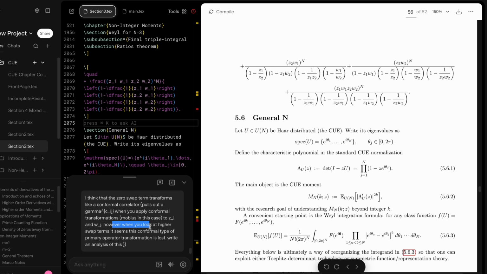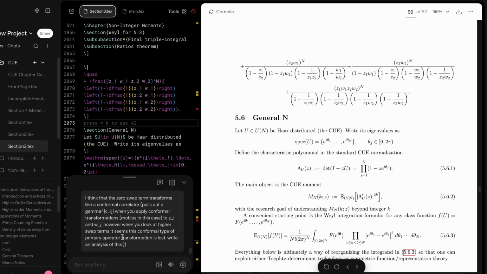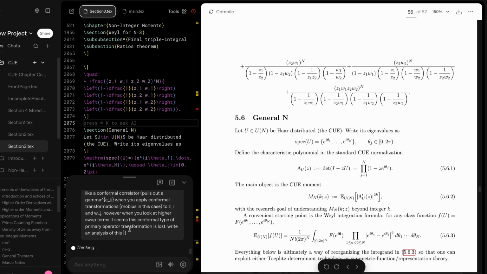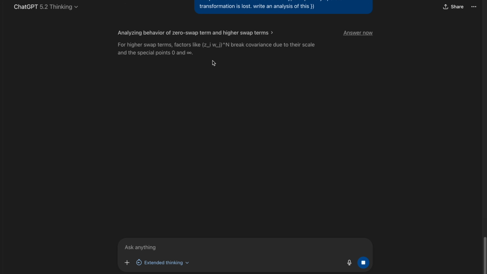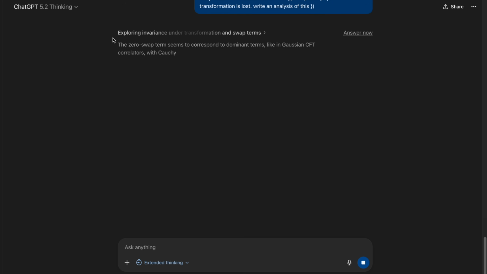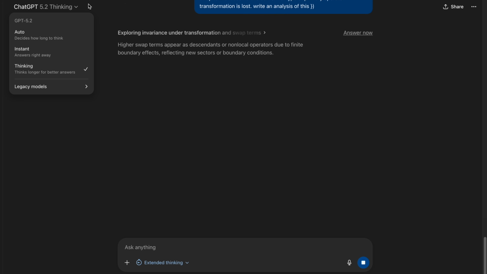However, when you look at higher order swap terms, it seems that this kind of conformal type primary operator transformation property is lost. Write an analysis of this. And it's thinking, so we'll see, maybe we can get an estimate of which model it's using. So it's already given an answer. So it was only about 10 seconds, I would say. Whereas this one, I put it in before and it's still thinking. So you would expect, I think this is just the standard GPT 5.2, basically auto or instant.